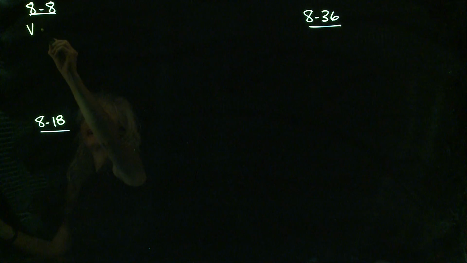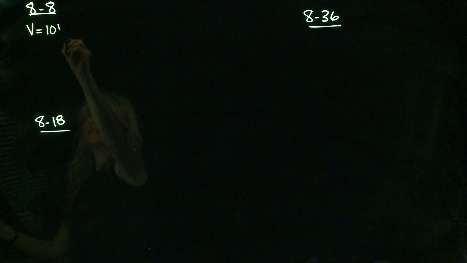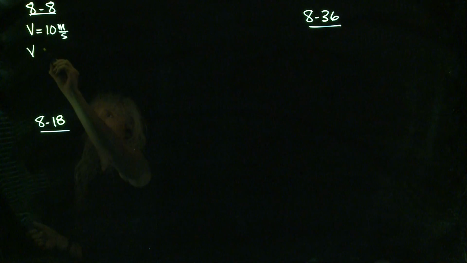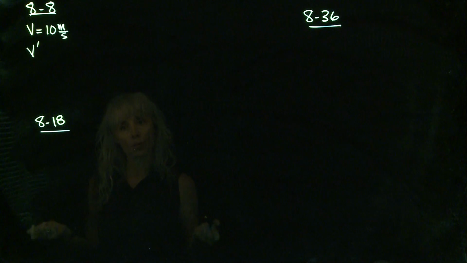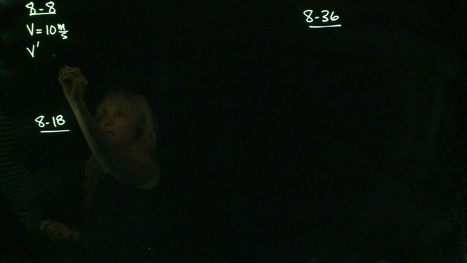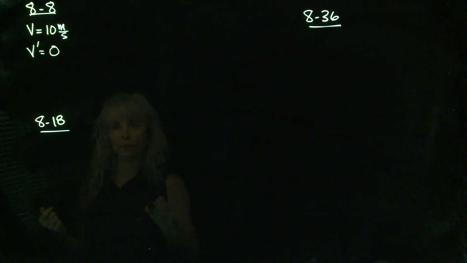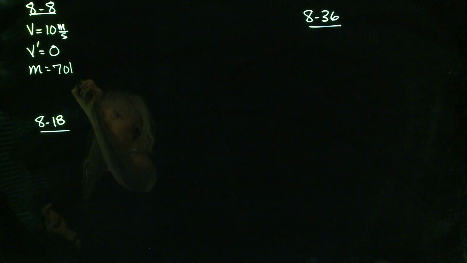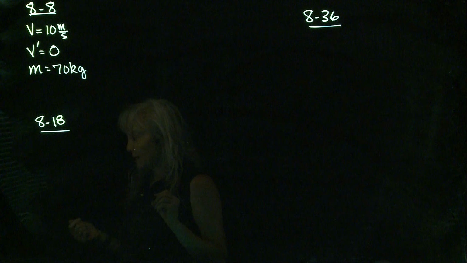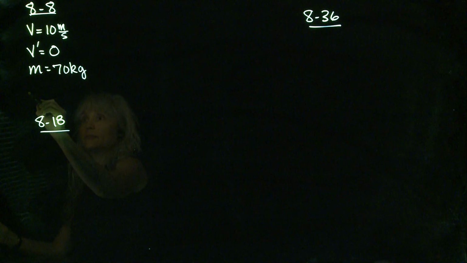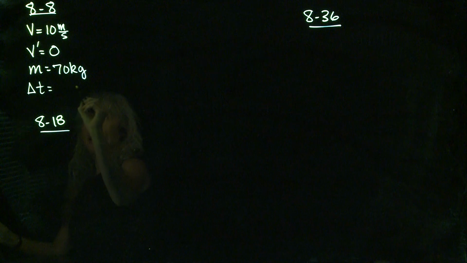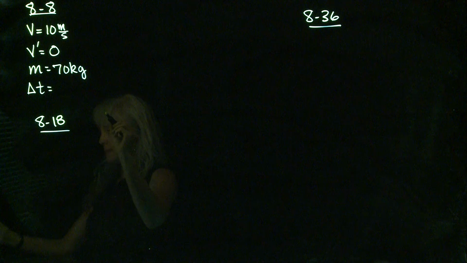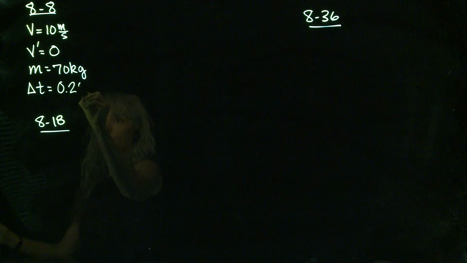We know that the initial velocity of the passenger is 10 meters per second. Obviously, he's traveling at the same speed as the car. The final velocity of the passenger, and remember, we're using primes for final quantities, the final velocity of the passenger is 0. He's brought to a halt. His mass is 70 kilograms. And also the time it takes to stop the passenger, to bring him from the 10 meters per second to a velocity of 0, that time is 0.26 seconds.